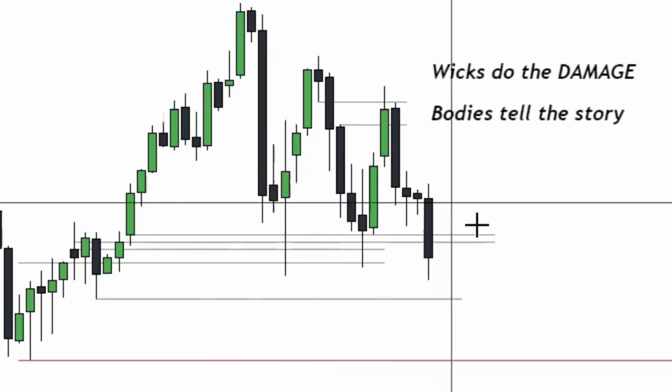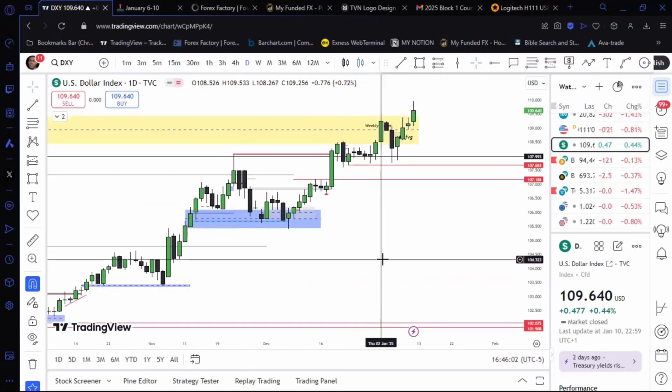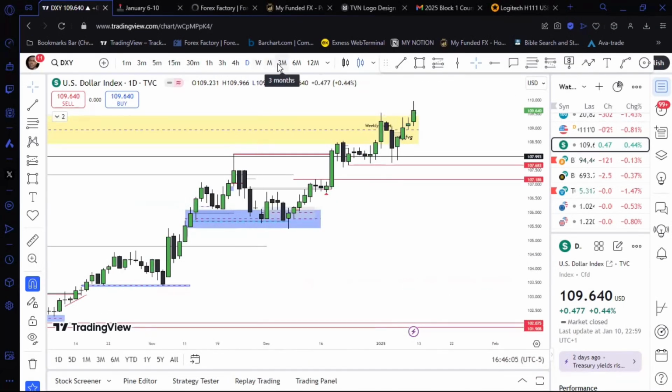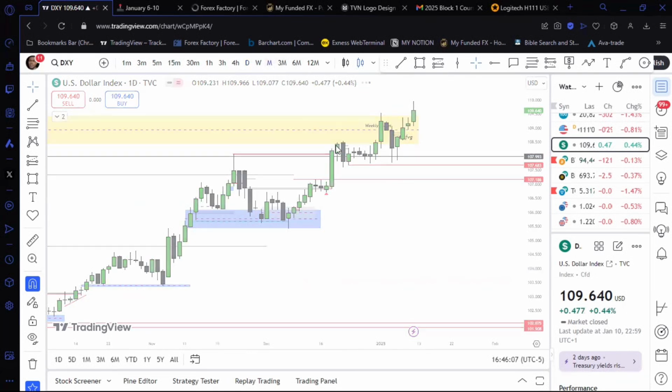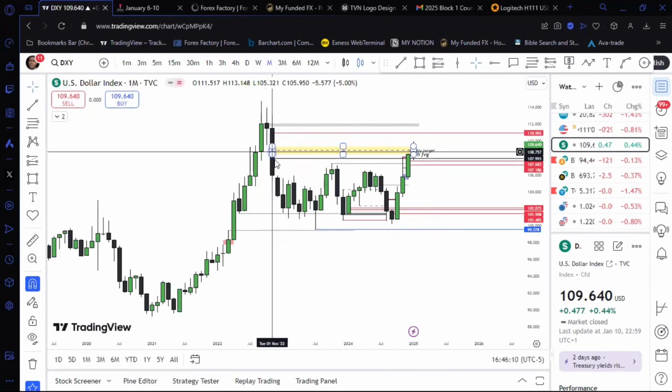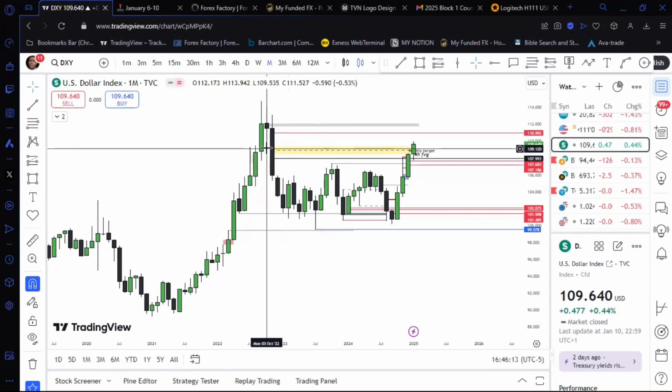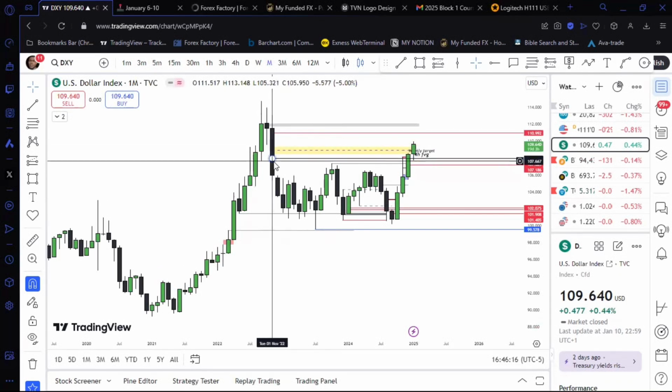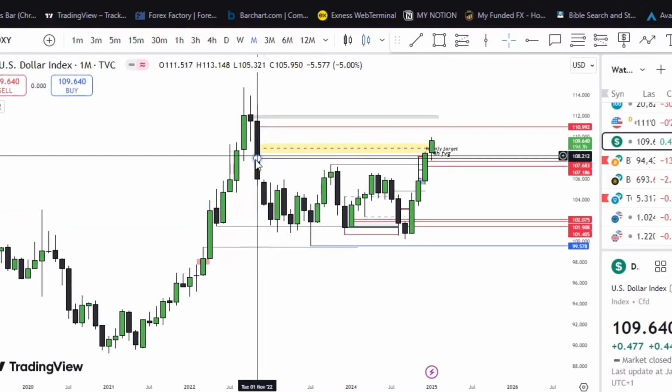And then for next week for DXY, let's go to the monthly chart. On the monthly chart, we're basically trading in the upper half of this candle.